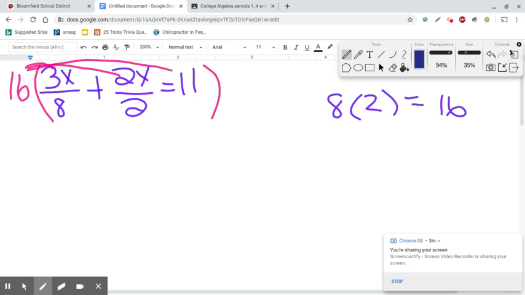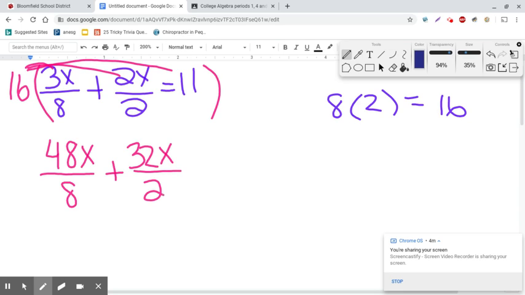All right, so 16 times 3x gives us 48x, and we'll leave that over the original denominator. Bring down your plus. 16 times 2 gives us 32, don't forget your x, over the original denominator. Then we're going to do 16 times 11. Use your trusty calculators. You're going to get 176. Okay? First step done. Second step, divide.